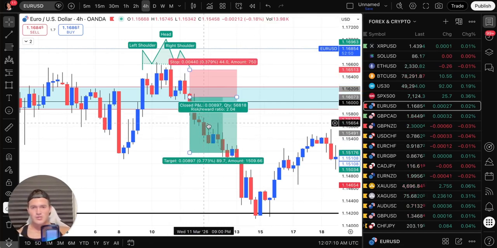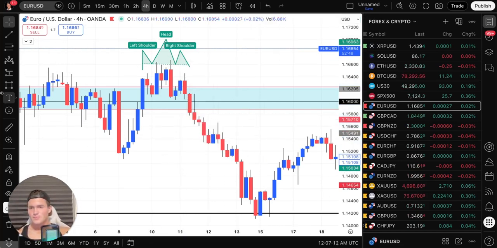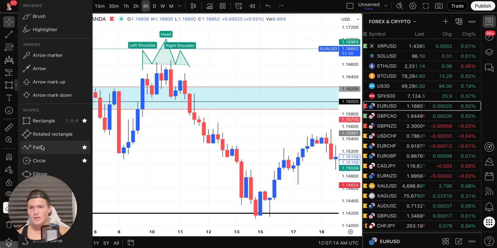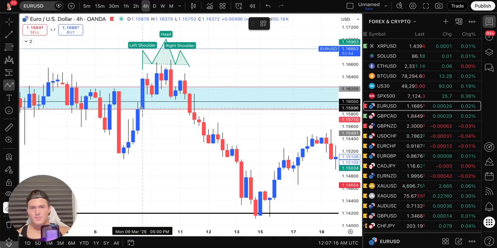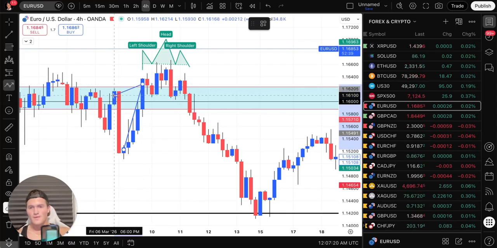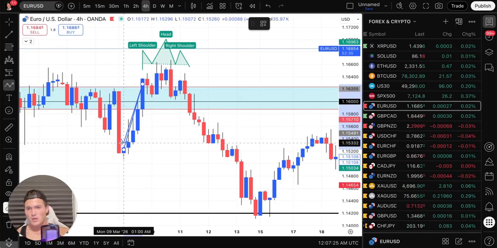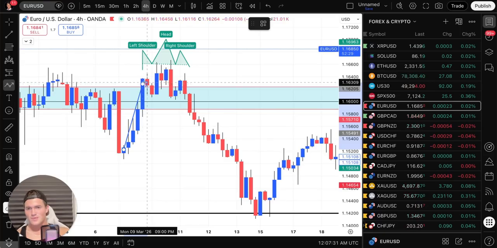So as you can see, let me delete this. Let me get the little arrow out. So price came up, broke above this lower high. This was the lower low. We were bearish, broke above. This became right here our higher low, and this became our higher high.